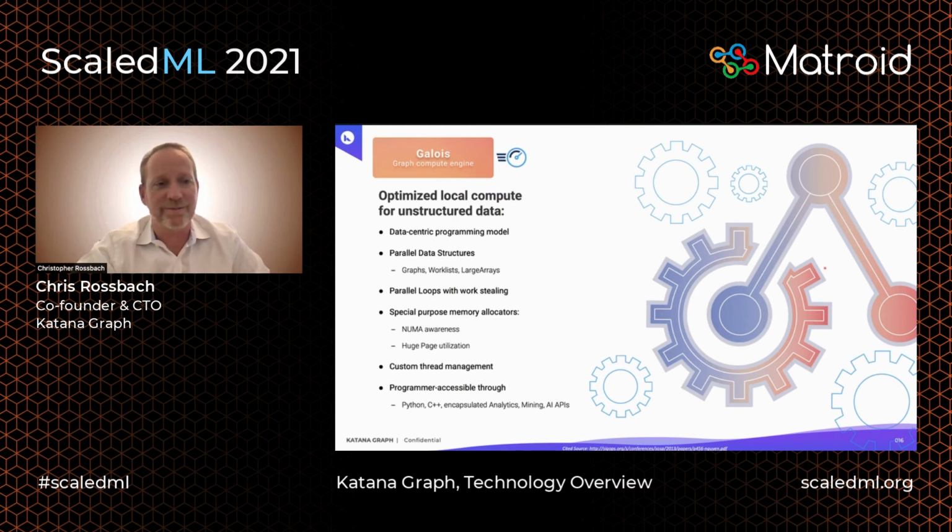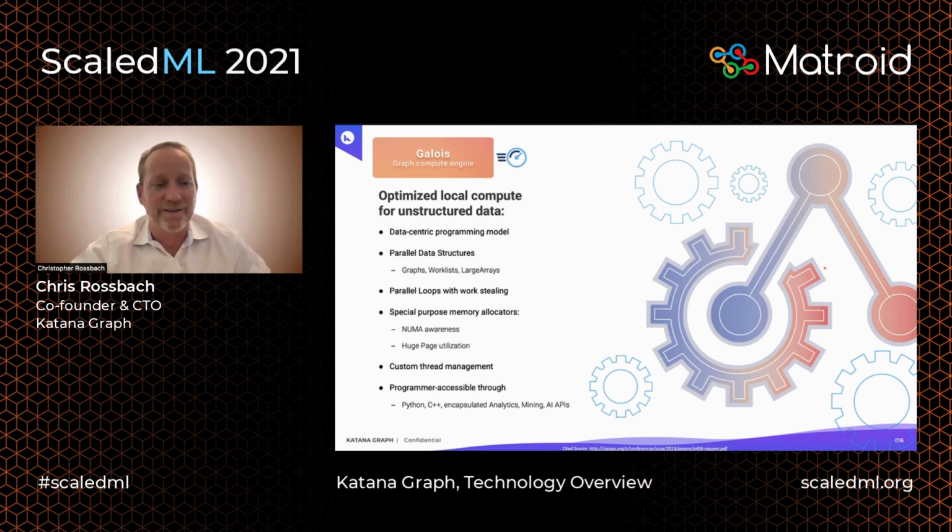So Galois supports a number of pre-parallelized data structures, most notably and obviously graphs, work lists for composing work list algorithms based on graphs, as well as large arrays. And the programming model itself is based on parallel loops with a work stealing runtime. It is very fast, not just because it's carefully designed and has some good, well-implemented data structures, but also because the runtime itself does a number of optimizations, like NUMA-aware memory allocators that will always use huge pages as much as possible, custom thread pool management, and so on.